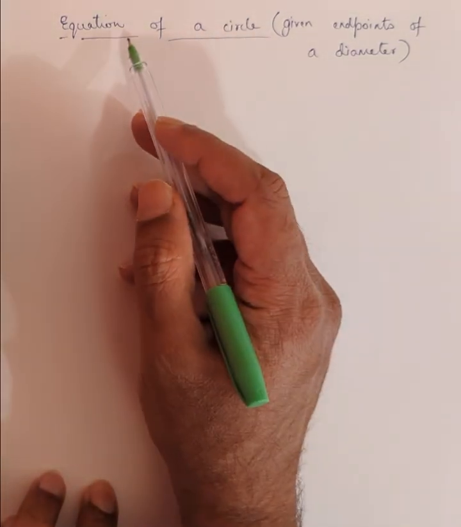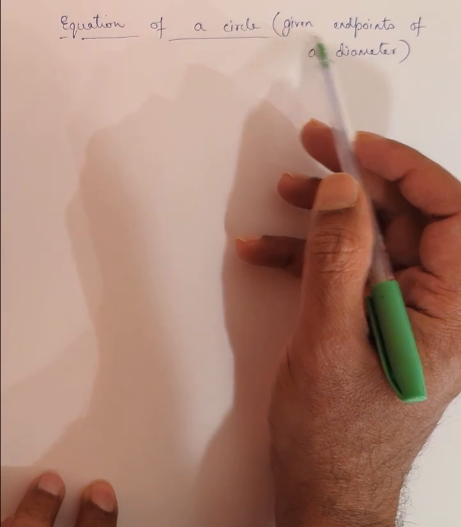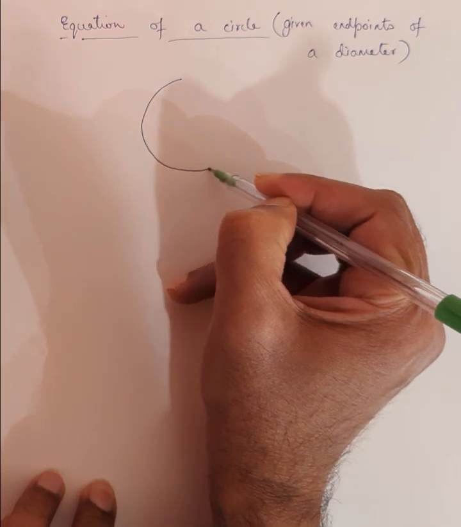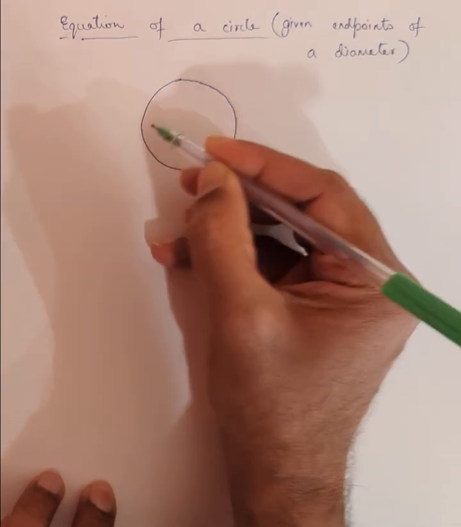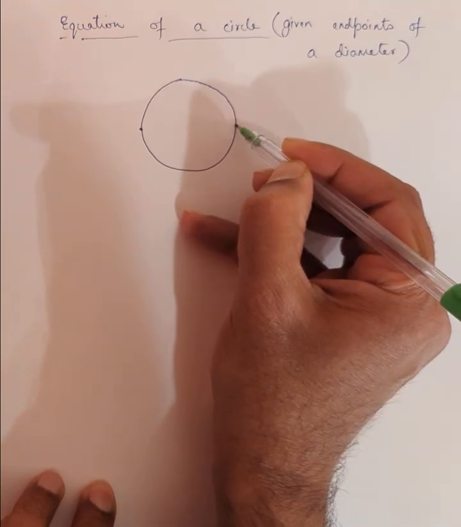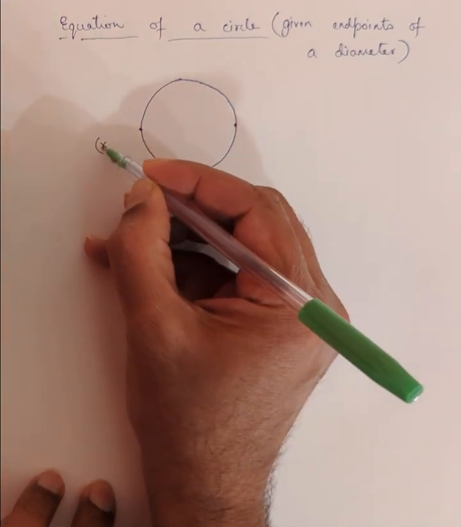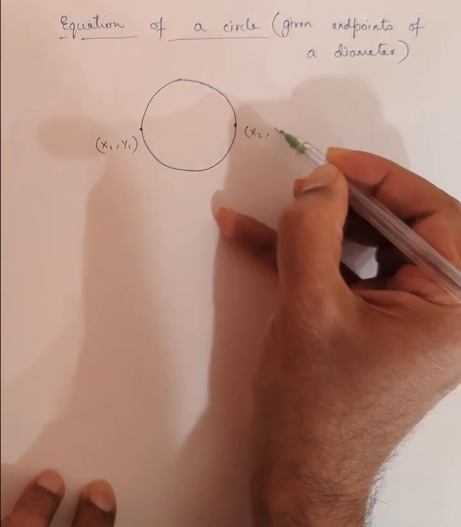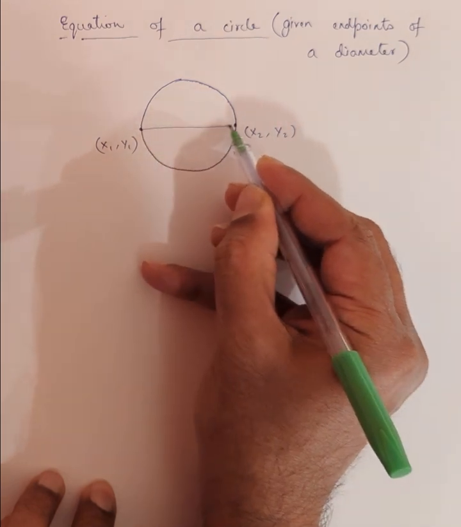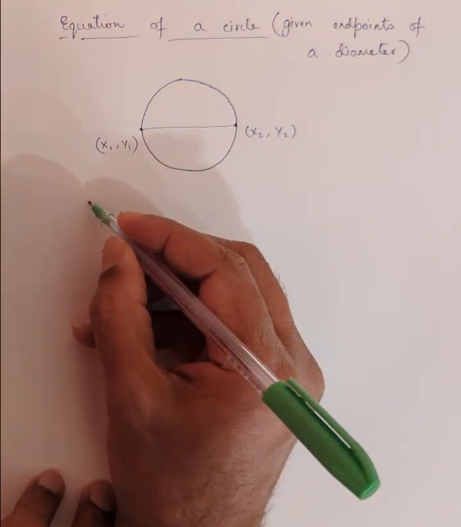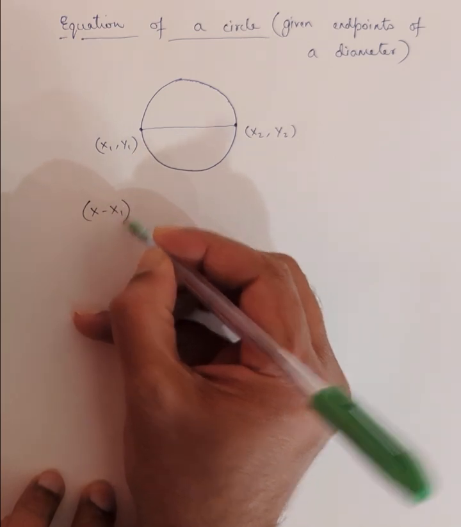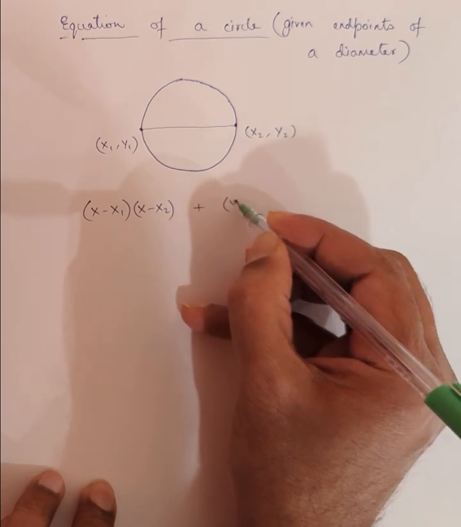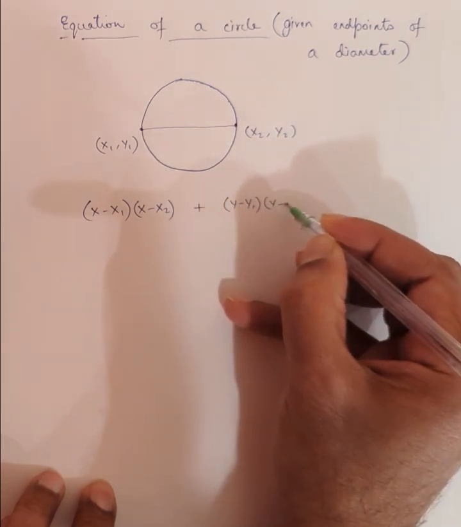In an earlier video, we talked about the equation of a circle when the endpoints of a diameter are given. And there we said if the circle that you're given has endpoints x1, y1 and x2, y2 as the endpoints of the diameter, then the equation of the circle is given by this neat expression: (x minus x1) times (x minus x2) plus (y minus y1) times (y minus y2).